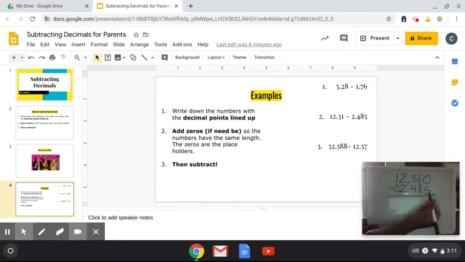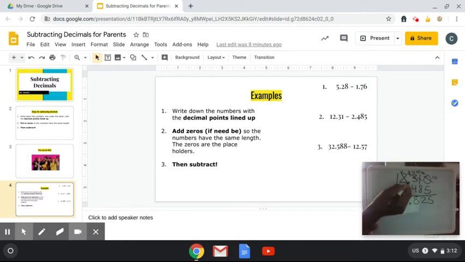0 minus 5, can't do it. So I go to my hundredths place, make that a 0. This now becomes 10. 10 minus 5, 5. 0 minus 8, can't do that either. So now I'm going next door to the tenths place. That becomes a 2. This 0 becomes 10. 10 minus 8, 2. 2 minus 4. Can I do that? Absolutely not. So I go to my ones place. That becomes a 1. My 2 now becomes a 12. 12 minus 4. I haven't done that in a while. 8.